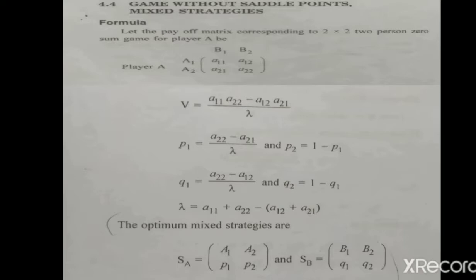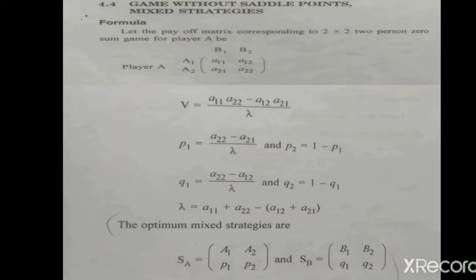Similarly, Q1 is equal to a22 minus a12. This belongs to the second column. For the second column, a22 minus a12 will be in the numerator, divided by lambda as it is. Q2 value is calculated by 1 minus Q1. This is your mixed strategy formula.